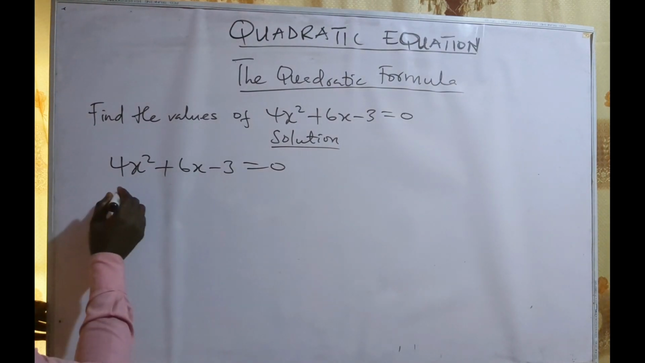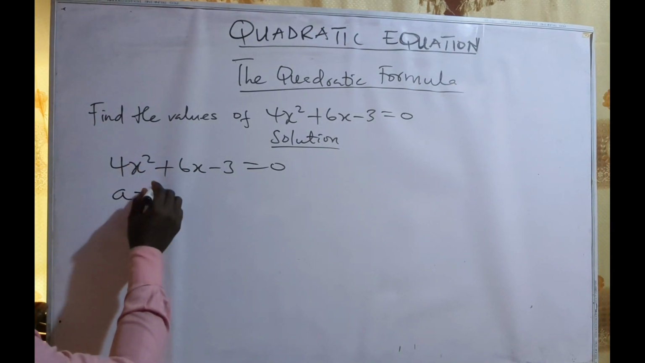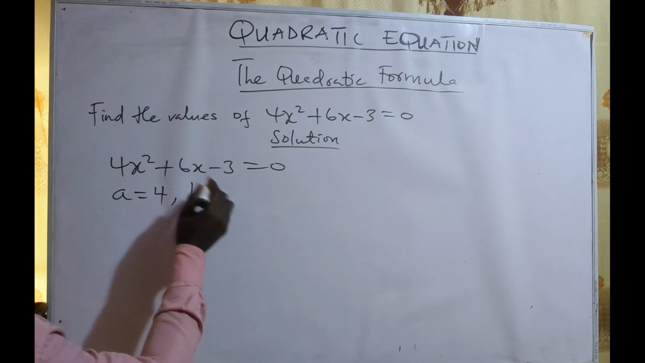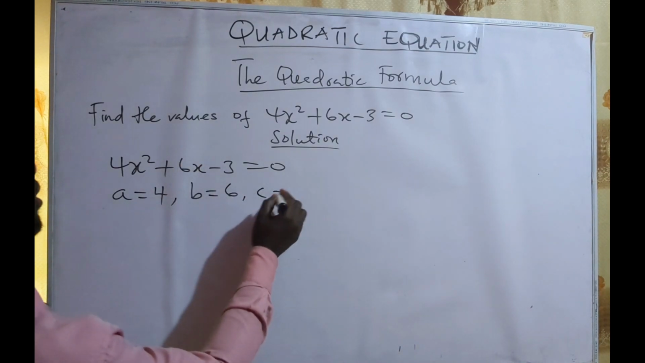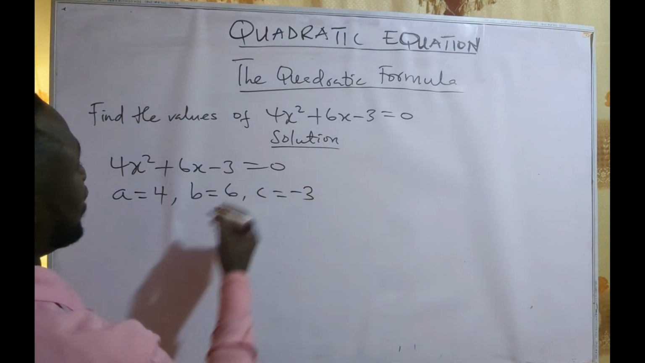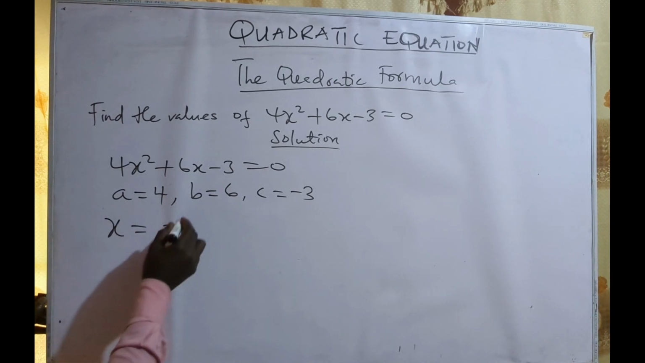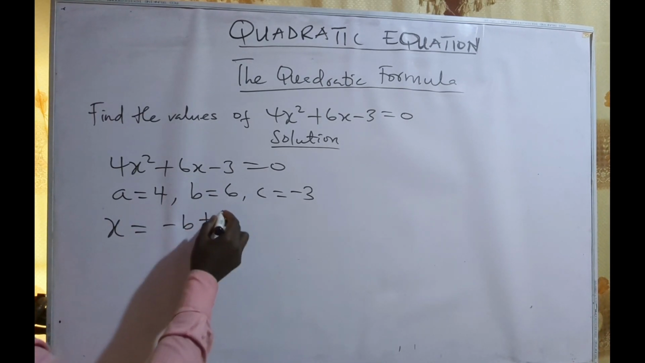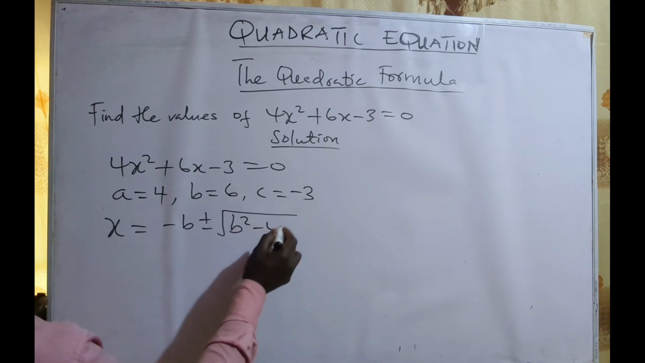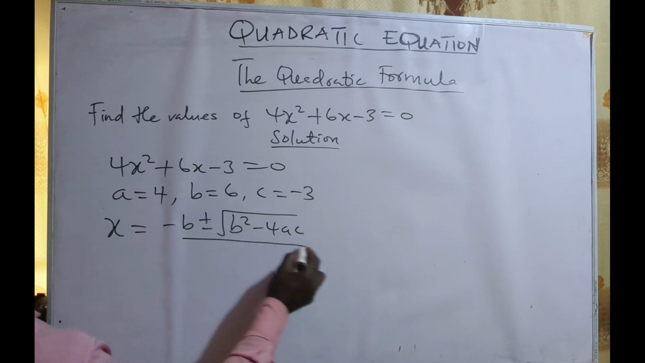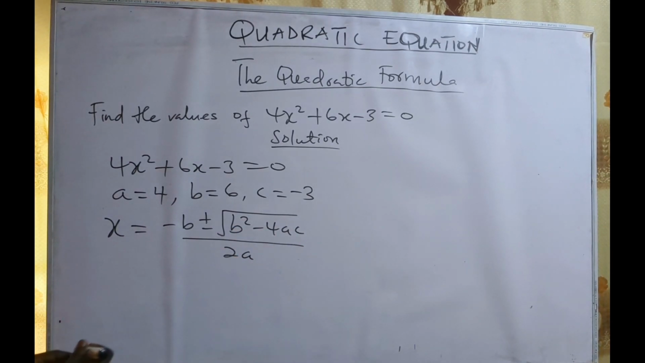So we said that our a is what? The coefficient of the x squared, which is 4. Our b is the coefficient of x, which is 6. And our c is the constant without any variable, which is negative 3. Therefore, we have our formula as x equal to minus b plus or minus square root of b squared minus 4ac all over 2a. So we are going to substitute the values and solve.